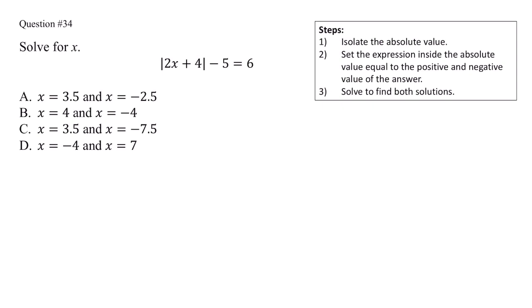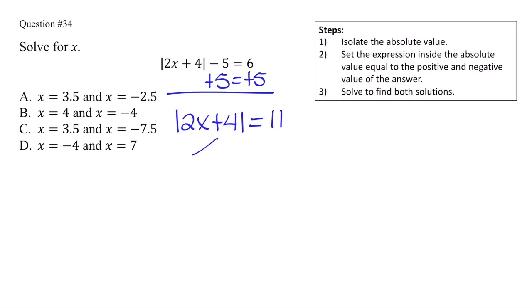So here we want to solve this absolute value equation for x. So remember, whenever we're solving absolute value equations for x, we want to get the absolute value term by itself. So I'm going to do that by adding 5 to both sides. So when I do that, I get the absolute value of 2x plus 4 equals 11. Remember, absolute values will now have two solutions. You can have 2x plus 4 equals 11, or you can have 2x plus 4 equals negative 11.